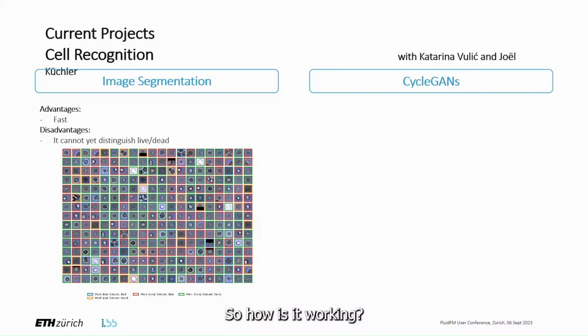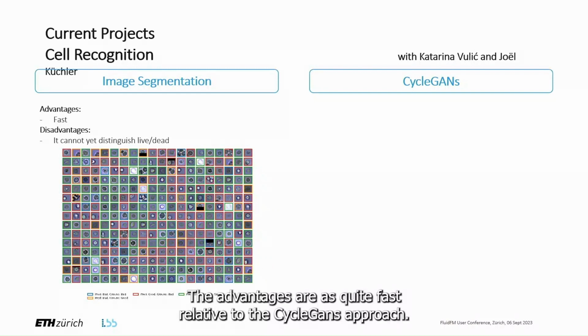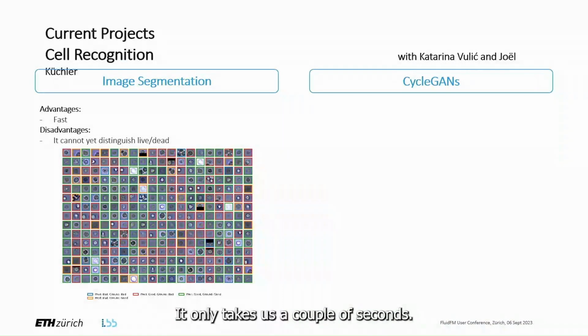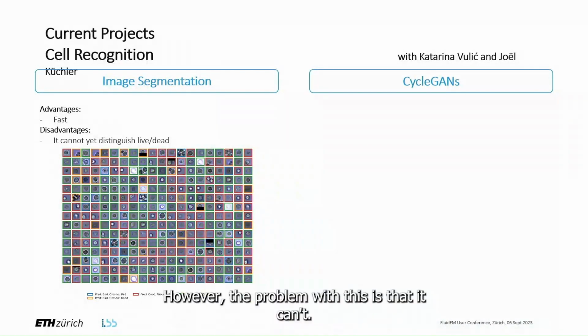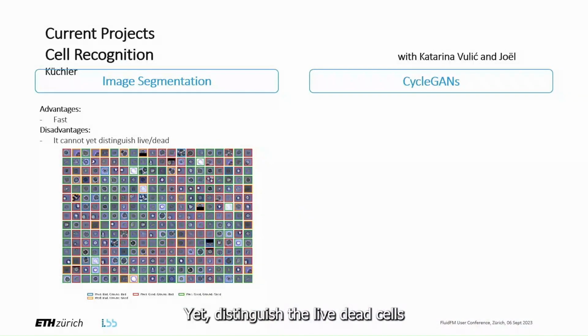So how is it working? So the image segmentation, the advantages are it's quite fast relative to the cycle GANs approach. It only takes a couple of seconds. However, the problem with this is that it can't yet distinguish the live dead cells.